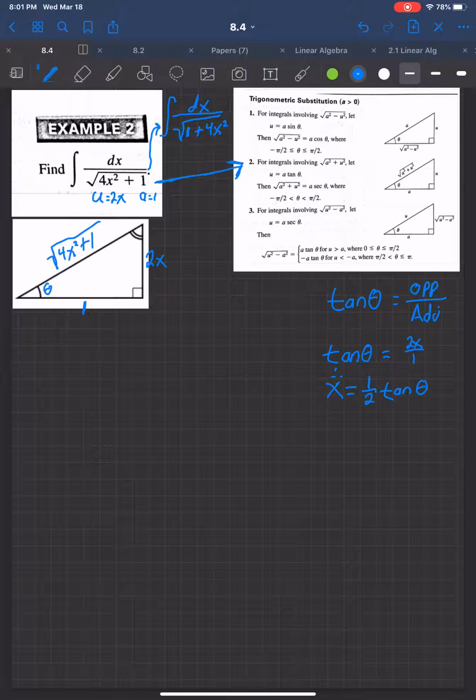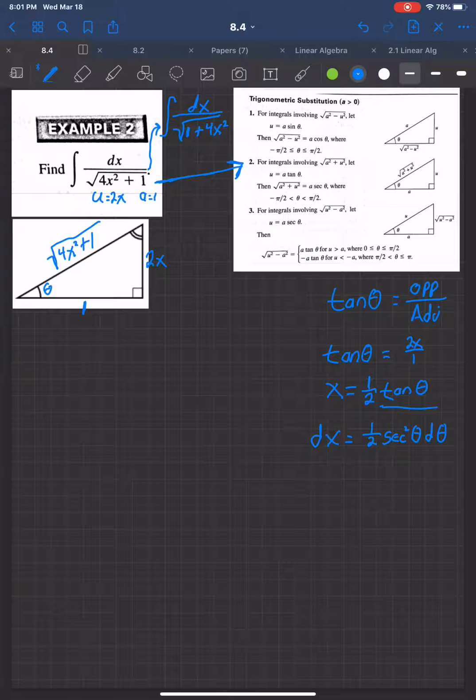Okay. Now I'm going to go ahead and jump to what comes out of the fact that you would plug 1/2 tan theta in for x. But the good news is I'm going to go ahead and get dx because I don't want to forget about that. So dx is going to be 1/2 secant squared theta d theta, right? The derivative of tan is secant squared.